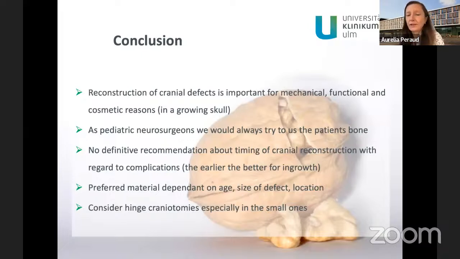And then in children, you have to consider that you are dealing with a growing skull. So as soon as you have an alloplastic material, it might not grow as much as the own bone. And therefore, we as pediatric neurosurgeons always try to use the own bone, unless the child is older than 8 or 10 years of age, because then you can consider the skull almost grown to the adult size.